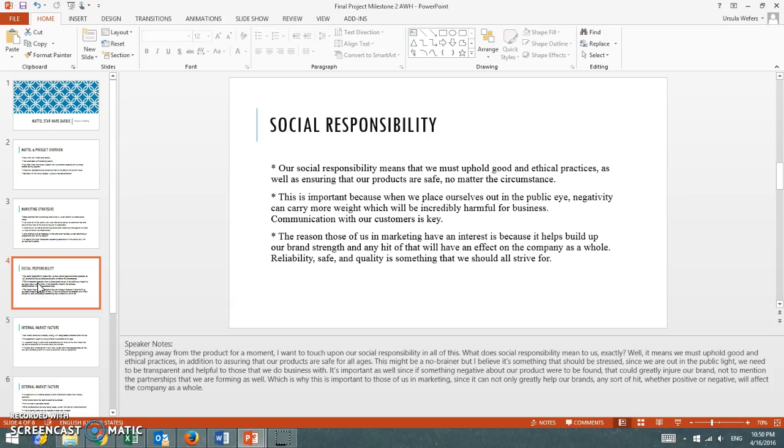Then this is the slide where many students get confused. Social responsibility. This slide is not about telling me what social responsibility is, because I know what it is. It's just telling me why social responsibility is important for the company and what measures or what things the company is going to do in order to demonstrate their social responsibility initiatives.